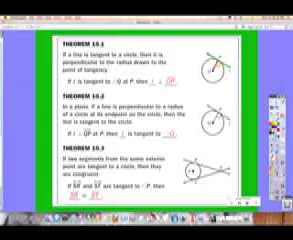Okay, logically, how you feeling about those three? Do they make sense logically? Yeah? Okay. Let's do some examples. Flip that page.